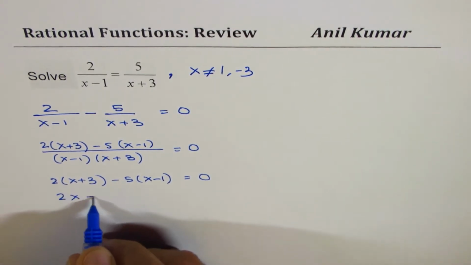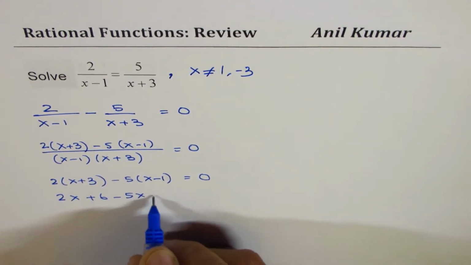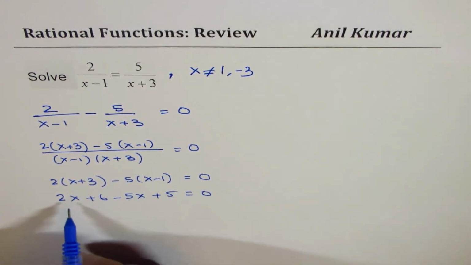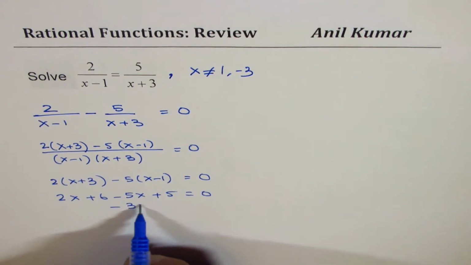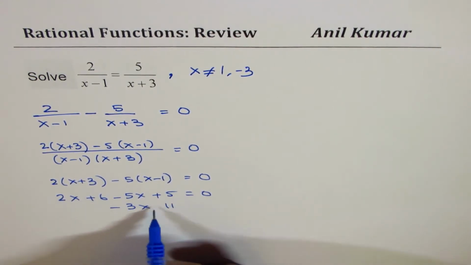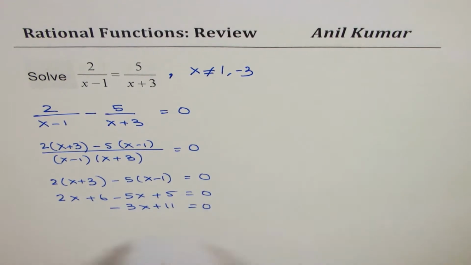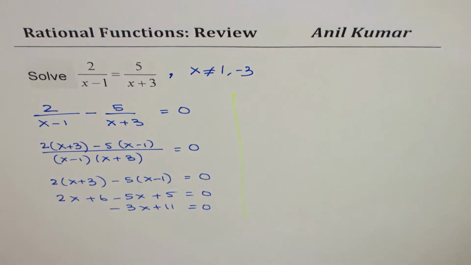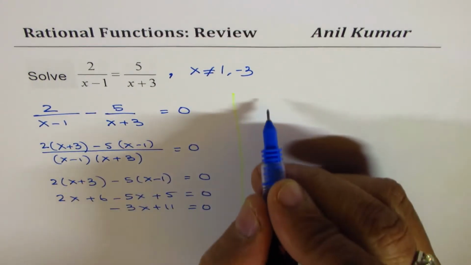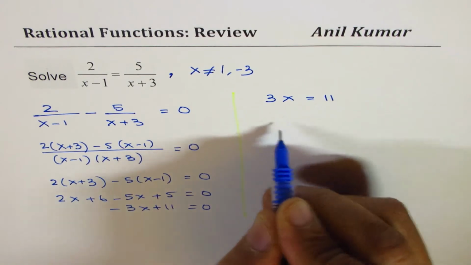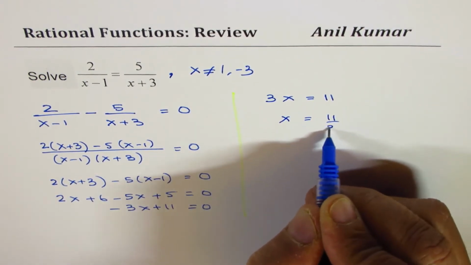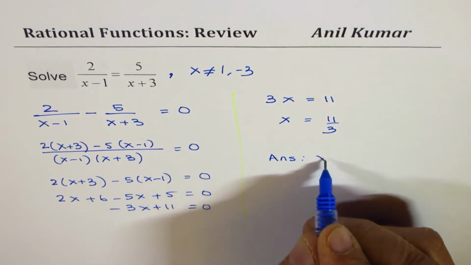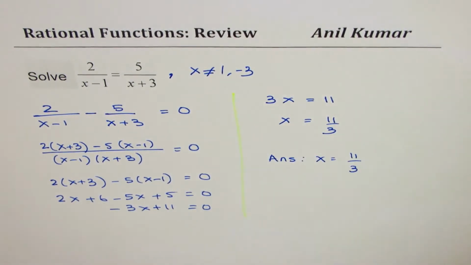So we get 2x plus 6 minus 5x plus 5 equals 0. So that is a linear equation. So 2x minus 5x is minus 3x, and 6 plus 5 is 11, equals 0, and that gives you the solution, correct? So we have 3x equals 11, or x equals 11 over 3. So that becomes the solution. So our answer is x equals 11 over 3, correct?